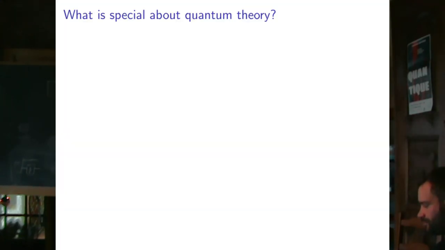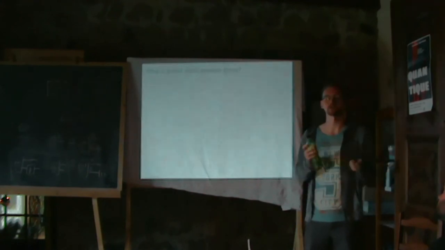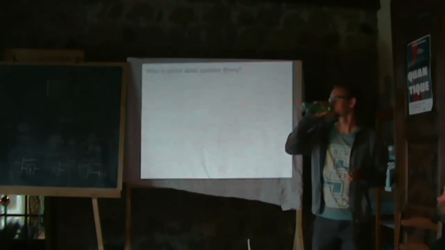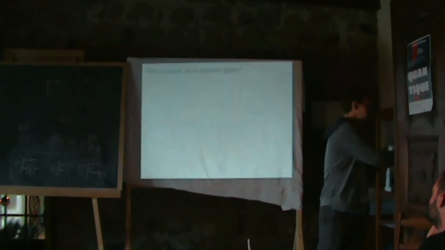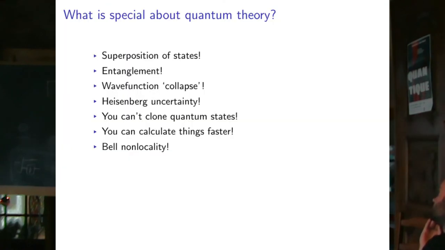Okay, so the question basically is, what is special about quantum theory? If you were to talk to someone about the difference between classical theory and quantum theory, what are the things you would say? Maybe you would say one of these things: oh, you can have superposition states, or you can have entangled states. The wave function collapses when you measure. You have uncertainty between things you can observe at the same time. You can't clone quantum states, if you're more of the quantum information kind. Or if you like quantum computers, you can calculate things faster. Or if you like non-locality, you have these non-local correlations that fly in the face of reality.